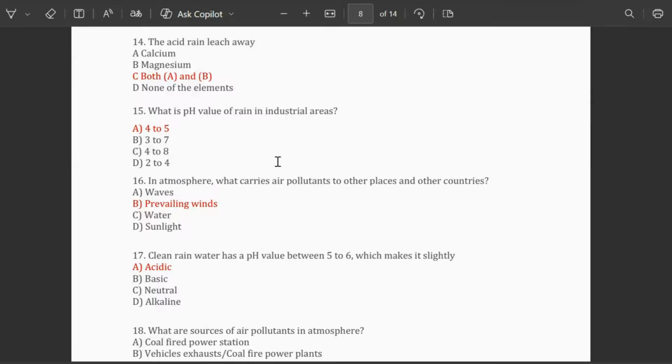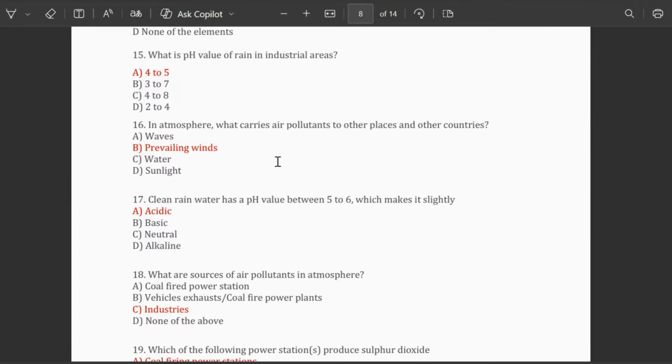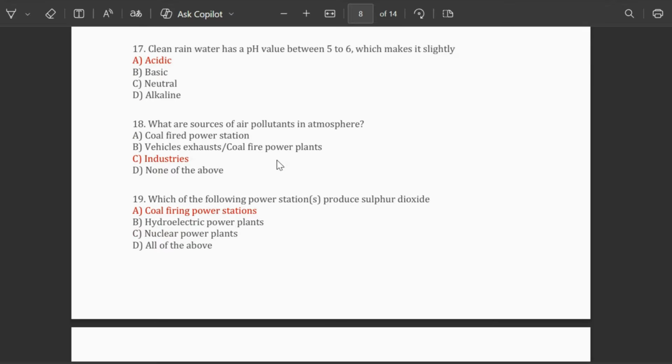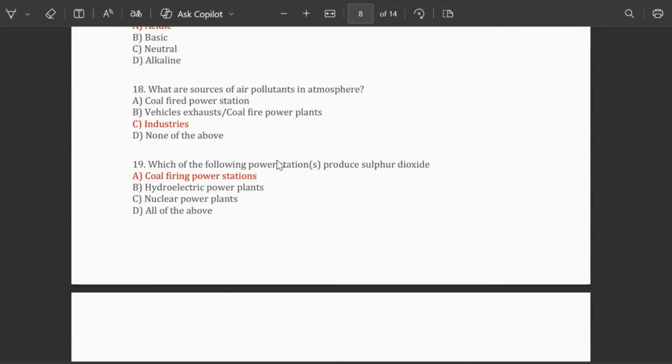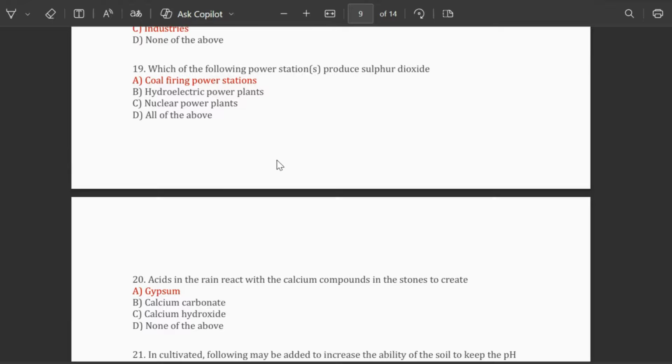What is the pH value of the rain in an industrial area? 4 to 5. In the atmosphere, what carries air pollutants to other places and other countries? Prevailing winds. Clean rainwater has a pH value of 5 to 6, which makes it slightly acidic. What are the sources of air pollutants in the atmosphere? Industries. Which of the following power stations produce sulfur dioxide? Coal firing power stations.